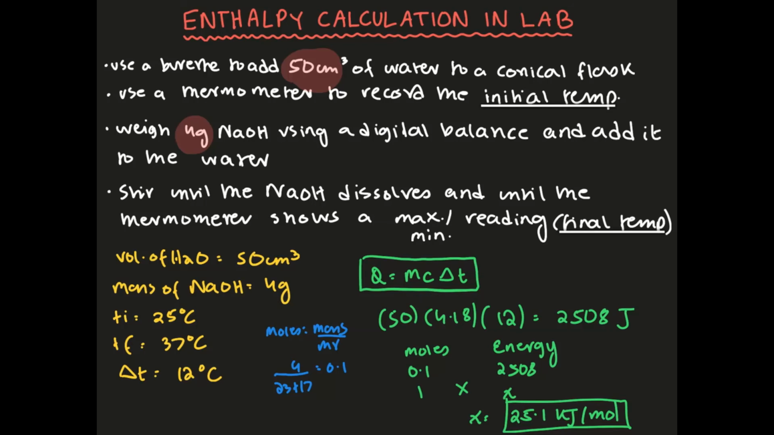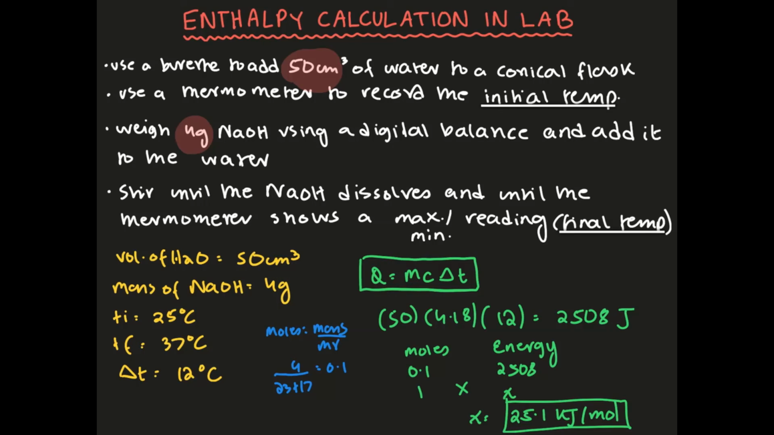Now c refers to specific heat capacity, which is basically the energy needed to change the temperature of 1 gram of water by 1 Kelvin. So this is a constant and it's going to be 4.18, and this has also been given in your data booklet. So it's better if you memorize it, but if you don't, it's not going to be that much of an issue. Now in this case, you have the volume of water and over here you need the mass.